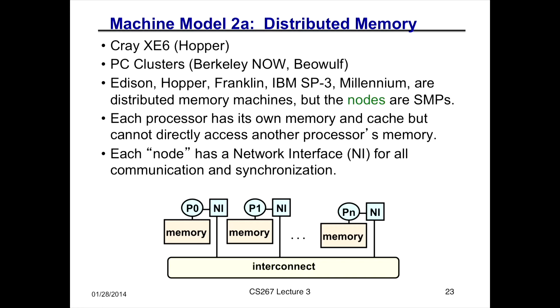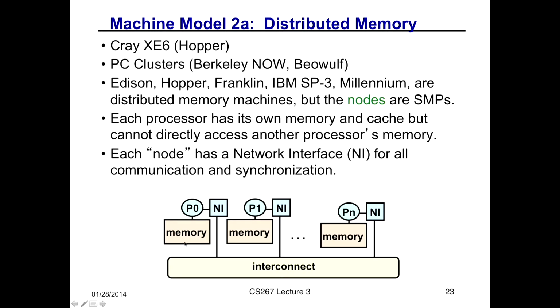Now, of course, if you look inside each node, it's probably a multi-core chip. So inside Hopper, for example, this P0 here, this single processor, is actually a multi-core chip. So it's a 12-way thing. I'll tell you about that in a second. So here is what all the hardware looks like.